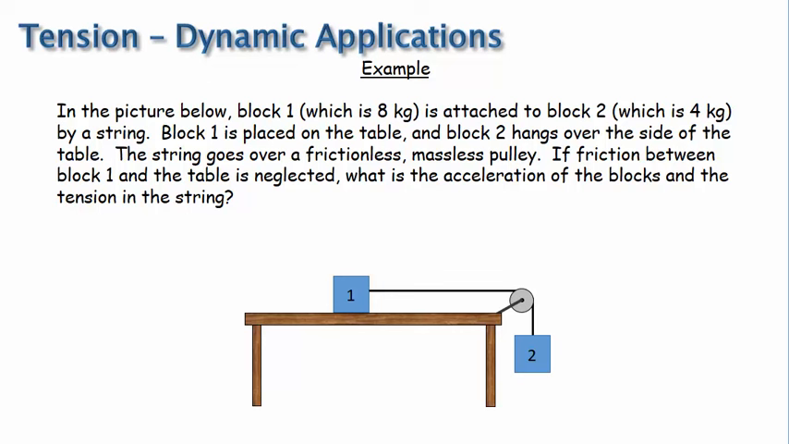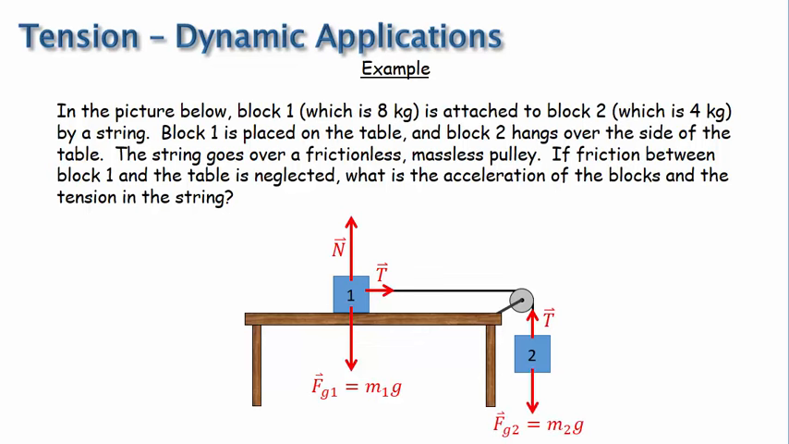If the friction between block 1 and the table is also neglected, what is the acceleration of the blocks and the tension in the string? Let's start by doing a force diagram of each block. For block 1, the string and the table are in contact with the block, so there's a tension force and a normal force, and then there's a gravitational force as well. For block 2, the only contact force is the string, so we have this tension force, and then there's the force of gravity on the block.